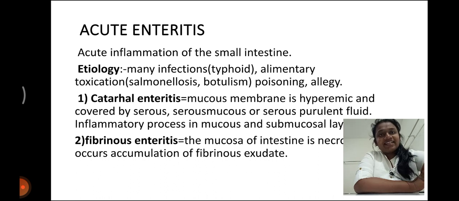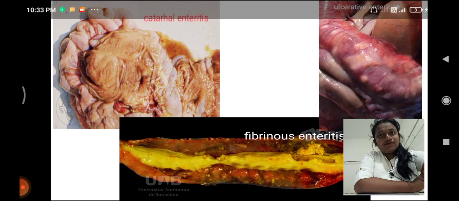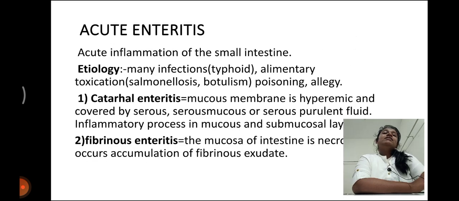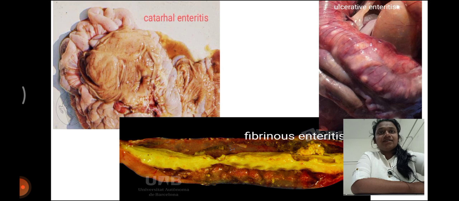First one is catarrhal enteritis. We can see a catarrhal enteritis photo here. The mucous membrane is hyperemic and covered by serous mucus, serous purulent fluid. The inflammatory process occurs in mucous and submucosal layers. You can watch the photo here.